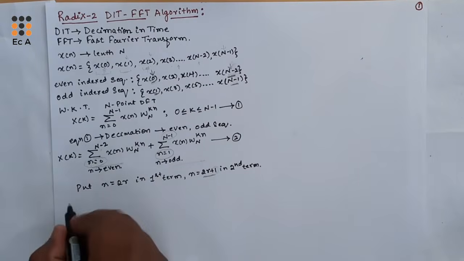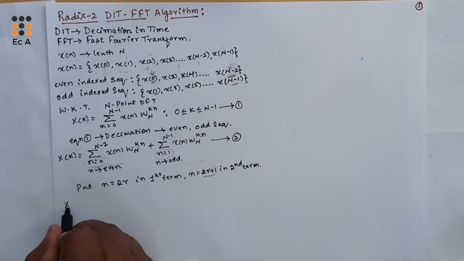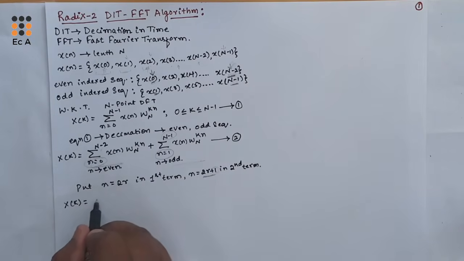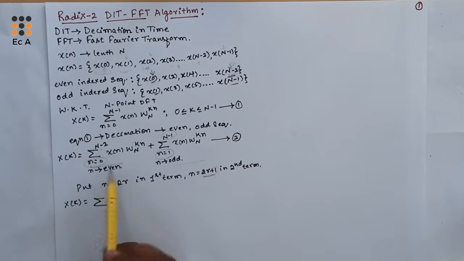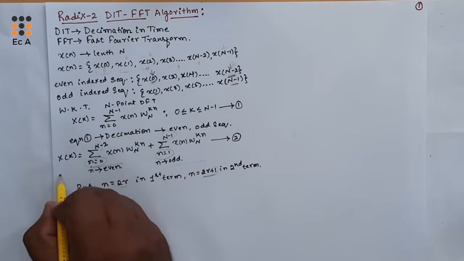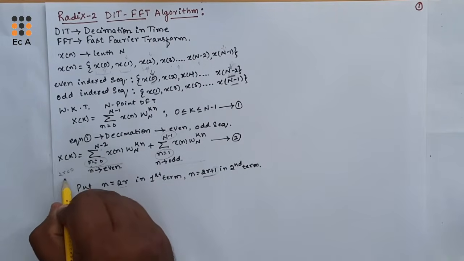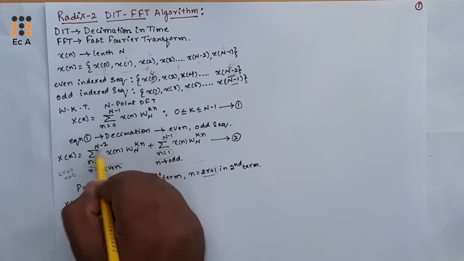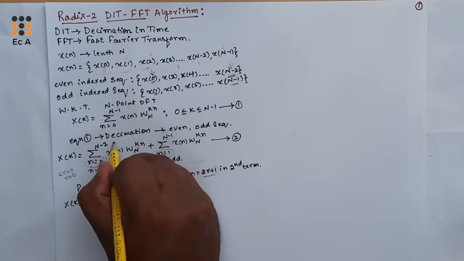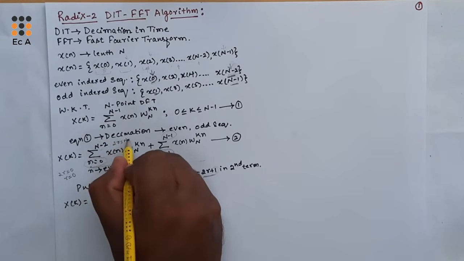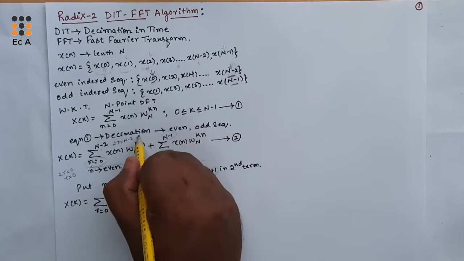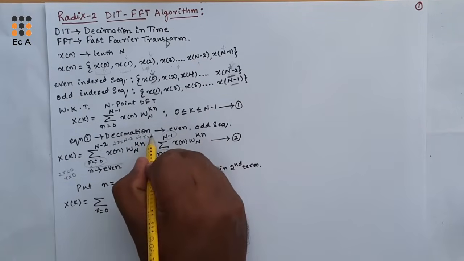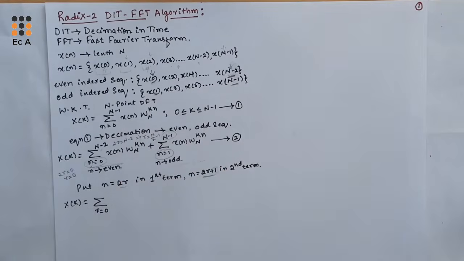Now, we can write the above equation as X of k is equal to summation of. So, here what we are doing, n is replaced with 2r. If you put 2r is equal to 0, we can write r is equal to 0. That is why we can write r is equal to 0 for the lower summation limit. So, we can write 2r is equal to N minus 2. From this we can write r is equal to N by 2 minus 1.